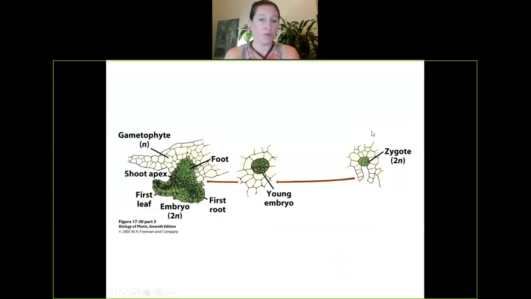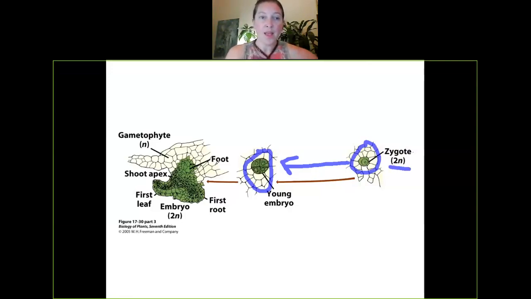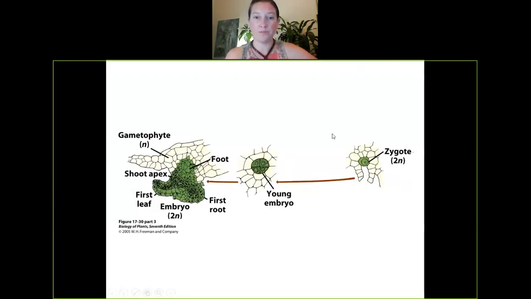And this now should start feeling a little familiar because we've gone through this a couple times. That 2N zygote is going to undergo growth. How is it going to grow? It's going to grow via mitosis, right? So here's that 2N zygote. It's going to grow via mitosis into a young embryo. Notice we're in blue because we're all diploid now. Don't worry about this so much, but the point is that it's going to keep growing until it's a mature sporophyte plant.